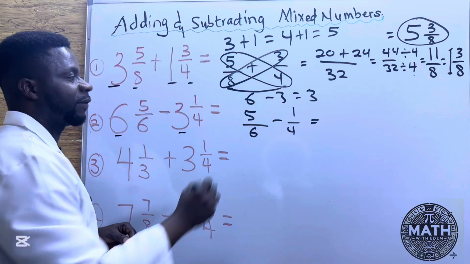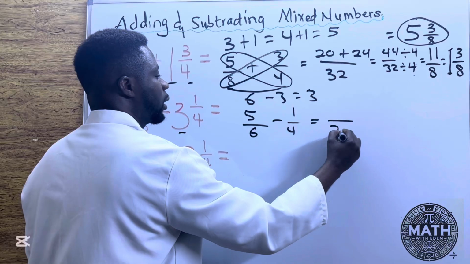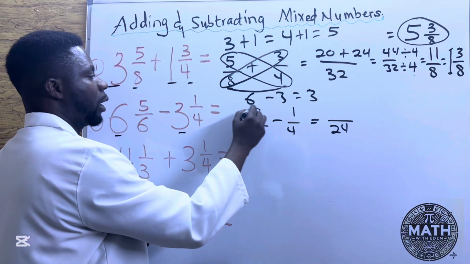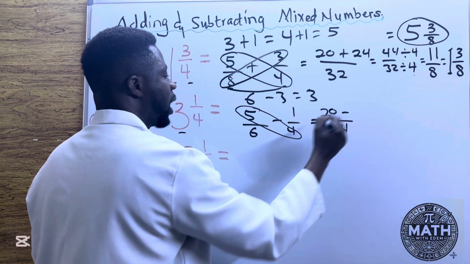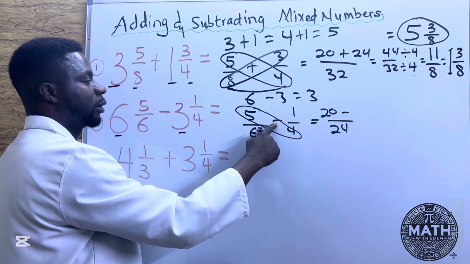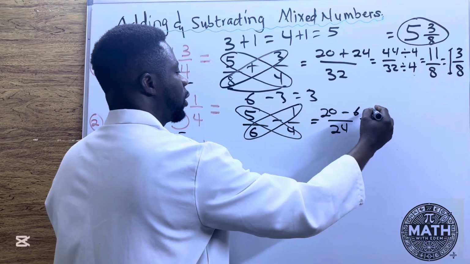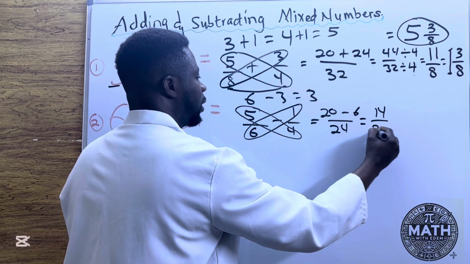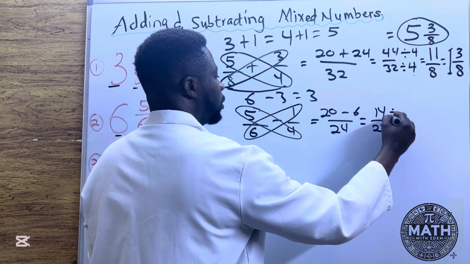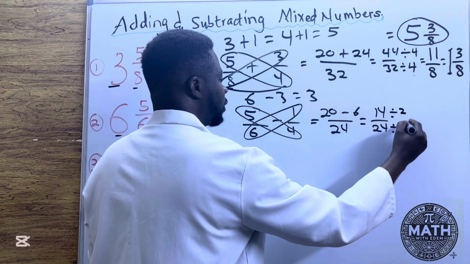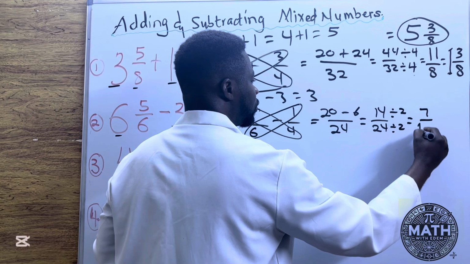So let us use the butterfly method. So 6 times 4 gives us 24. Now we multiply diagonally. So 5 times 4 gives us 20, minus, don't forget we are subtracting, 6 times 1 gives us 6. So we're going to be having 14 over 24. So let's divide by 2. Divide the numerator by 2, denominator by 2. So that is going to give us 7 over 12.